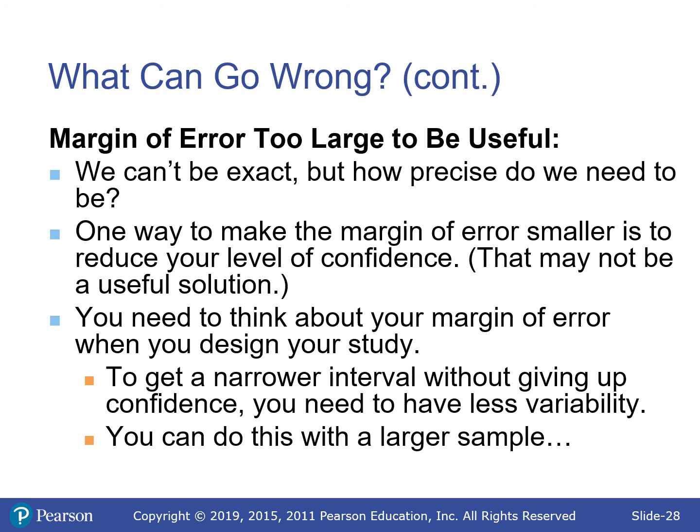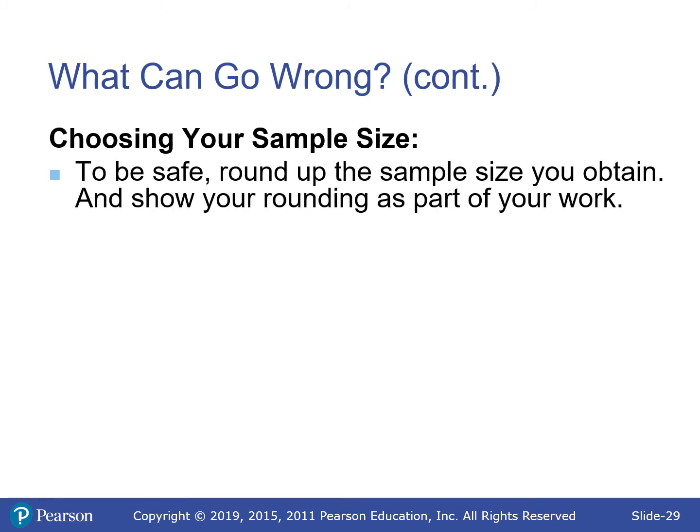Now, to go from 17.5% to 10%, we had to increase our sample from 30 to 97. So that was more than 3 times. If we wanted an even smaller margin of error, that sample size is going to increase a ton. So there's a little bit of give and take there as well. And so when we choose our sample size, always round up from whatever that number is, and then show your rounding as part of your work.